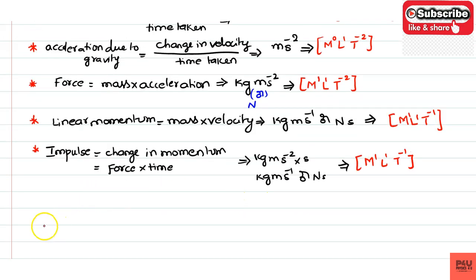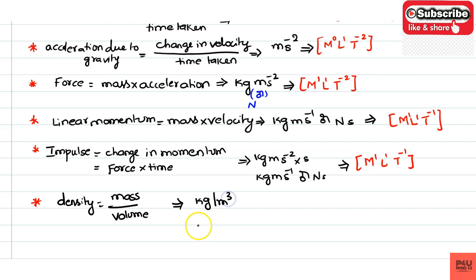Next, density. We all know that density is nothing but mass per unit volume. Mass per unit volume is called density. The unit of density is kg per meter cube, because the mass unit is kg and the volume unit is meter cube in the SI system. So kg per meter cube is the SI unit of density.